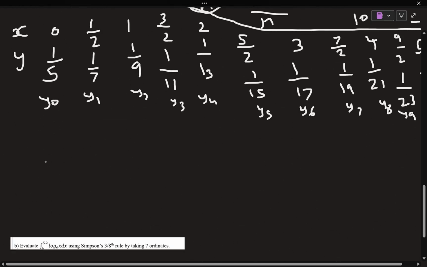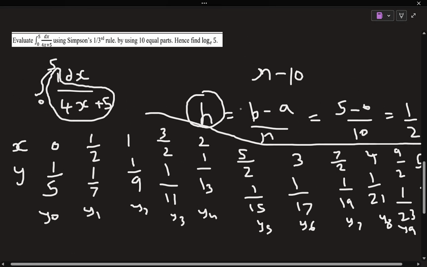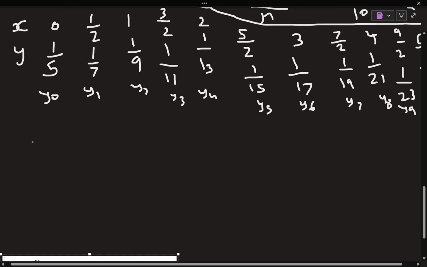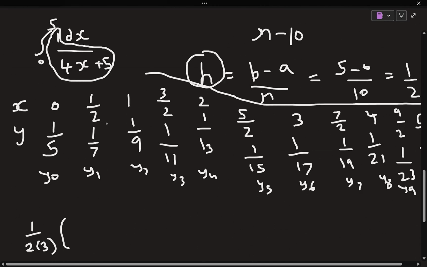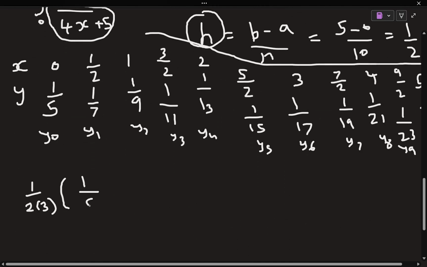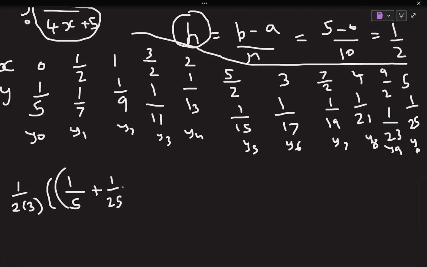So the formula was h by 3, which is basically h by 3. What was my h? H is 1 by 2. So basically 1 by 2 into 3 whole into what was my formula? Y0 plus yn. Here y0 is 1 by 5 and yn is 1 by 25 plus 4 into.